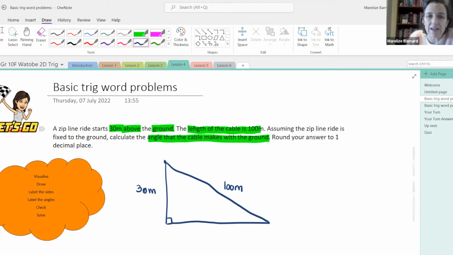Now, it says that we have to calculate the angle that the cable makes with the ground. So this is basically, that represents your cable. And here is the point that you're ziplining from, your starting point. And this is the ground, Mother Earth, and you are 30 meters above.